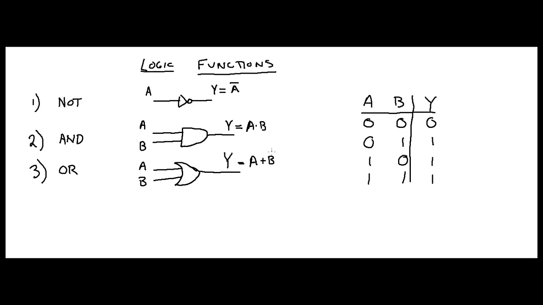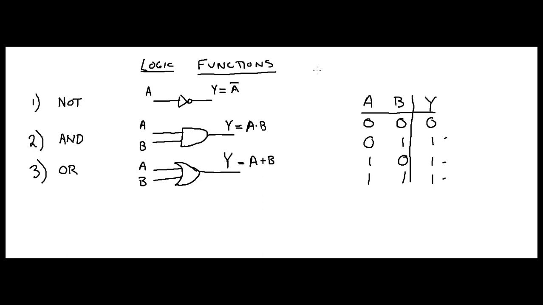So how you really read this, I put the plus sign there, that's how it's denoted, but it's pronounced OR, okay, A or B. So if A or B is a 1, your output's going to be a 1, as you can see here, right? As opposed to the AND gate, where both A and B have to be 1 for it to be 1, right?